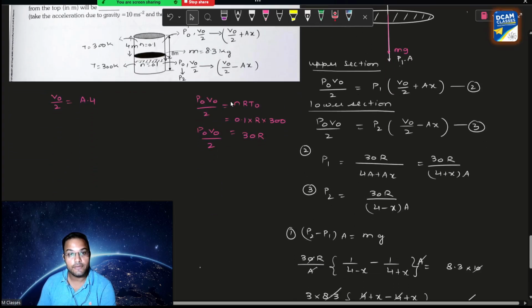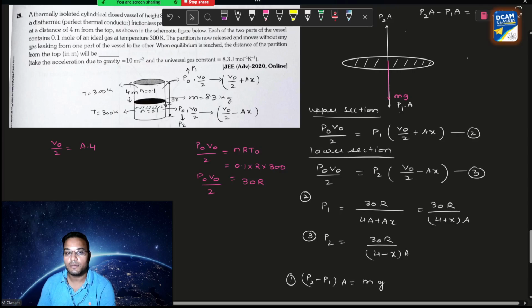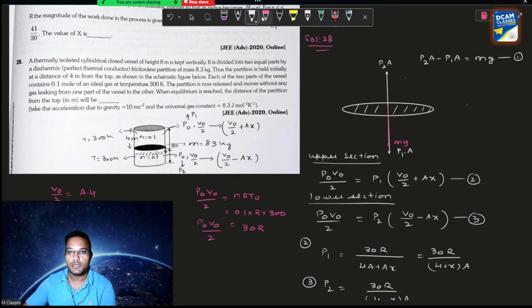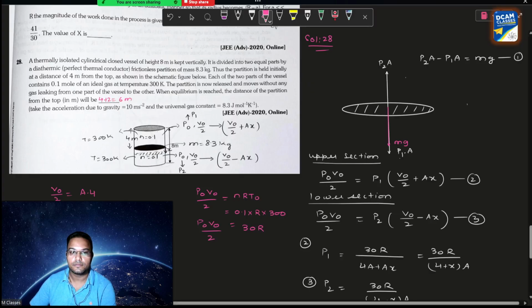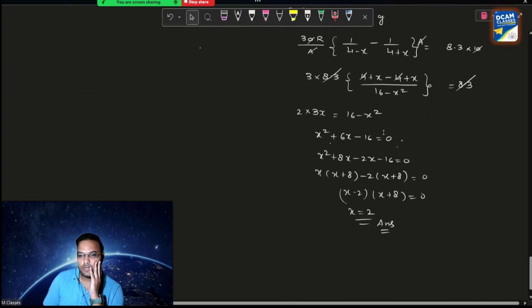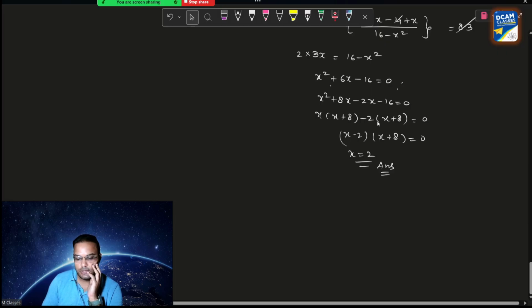But they have asked from the top. From the top it will be 4 plus 2. Answer should be 6. It's solved. It was not that easy, it was not that tough, but involved calculation.